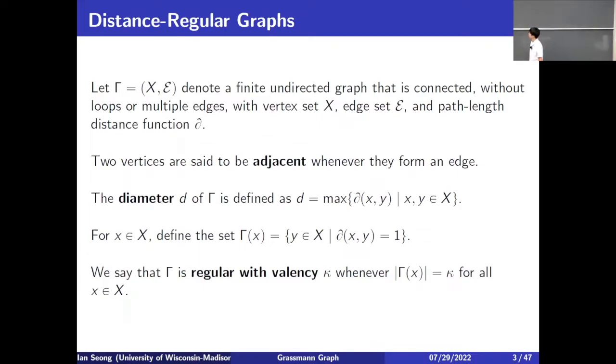So we let gamma denote a finite undirected graph that is connected without loops or multiple edges with vertex set X, edge set E, and path length distance function partial. And two vertices, we say they are adjacent when they form an edge. And the diameter D is the maximal distance between any two vertices. Now, for x in the vertex set, we define the set gamma of x to be all the vertices that are adjacent to x. And we say that gamma is regular with valency kappa whenever the size of gamma of x is kappa for all vertices x.